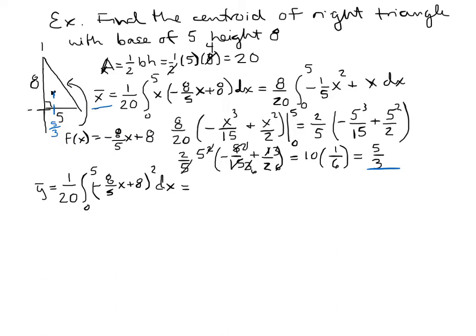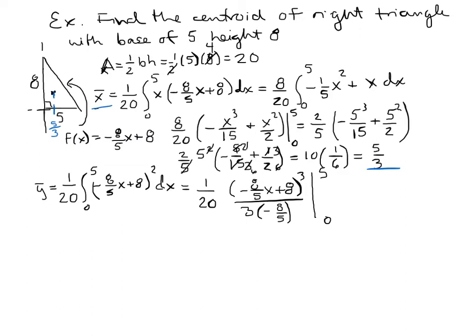Okay, so integrating this, so we've got 1/20. Because the derivative of the inside part is a number, I'm going to divide by that, so I can do a kind of power rule here. So I can take negative 8/5 x plus 8, that'll be raised to the 3, all divided by 3, and then divided by the derivative of the inside part, which is negative 8/5. And we're going to evaluate this from 0 to 5.